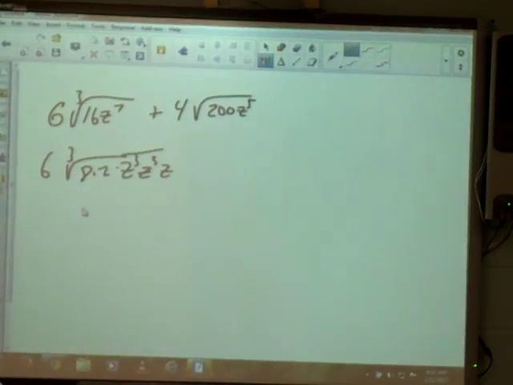Alright, we ready to break the stuff. Cube root of 8 is 2. There's already a 6 out there, so 6 times 2 makes a 12. 12z squared. Good. Cube root of z cubed is z, and I have 2 of those, so z squared. And then you've got your 2 and your z in there.